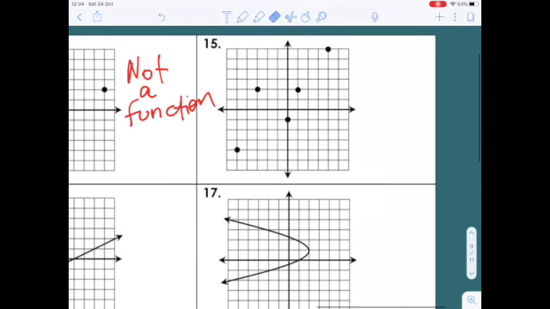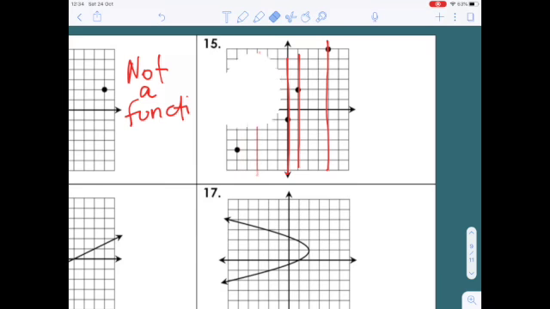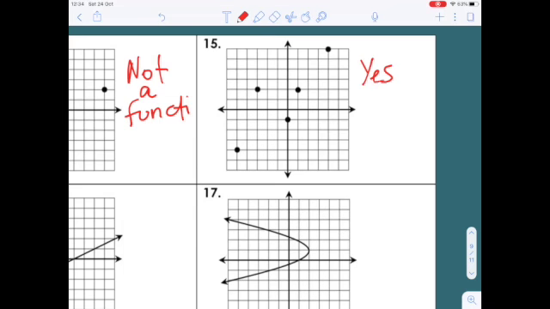I want you to stop a minute and try to figure out if this is or is not a function. If you did it correctly, you're going to see that if I scan my pencil, I'd only touch once, once, once, once, and once. So if I scan my pencil vertically, I'm doing the vertical line test. This graph, yes, it's a function because it passed my vertical line test. So passing the vertical line test means only touching once.